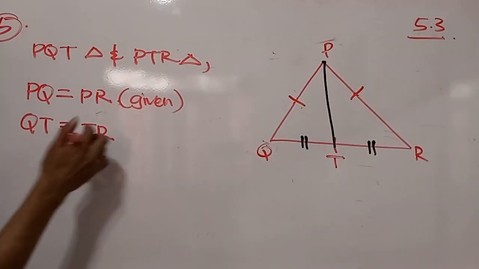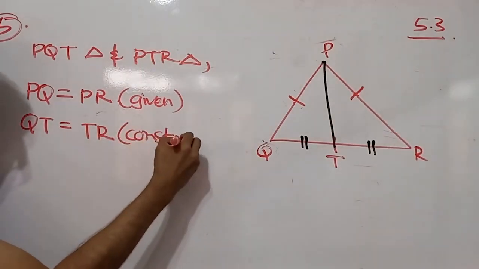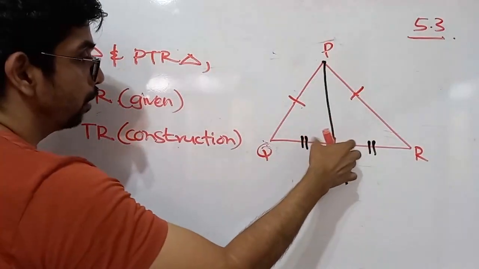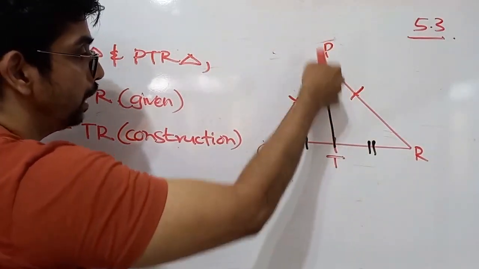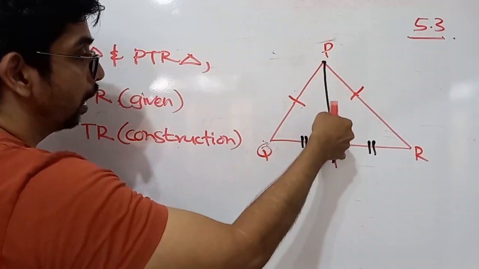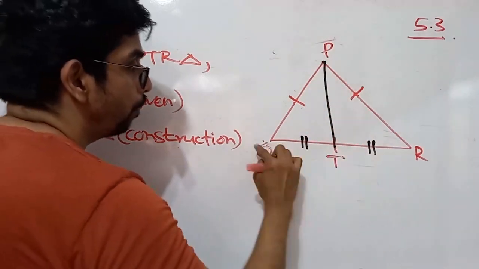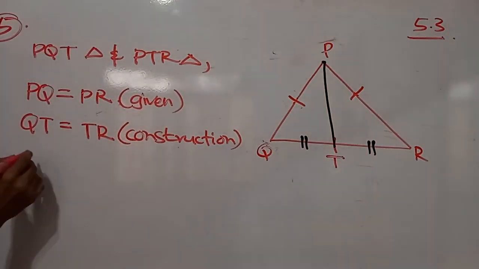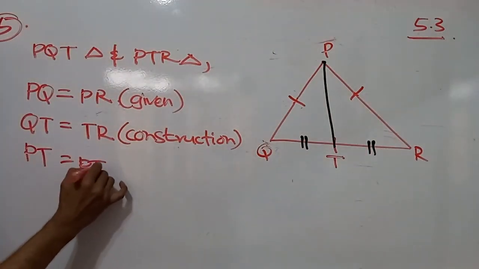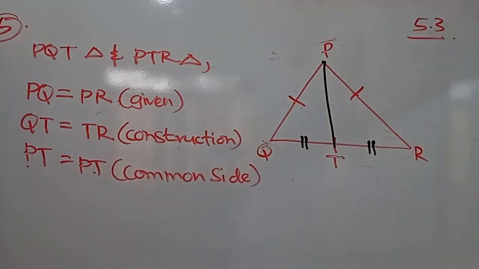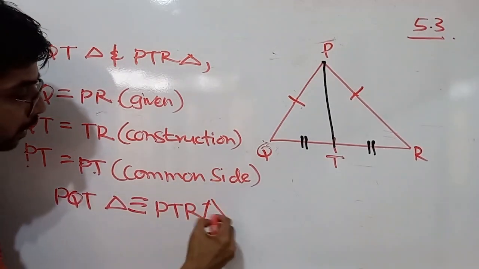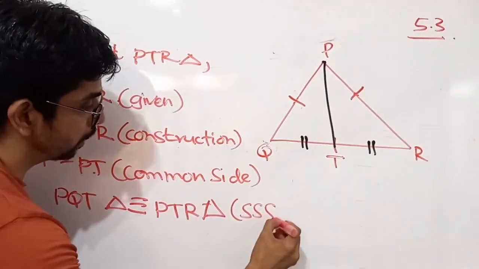Right? This is so according to the construction. Why? We are drawing this PT line, right? To the midpoint of this QR side. Right? Then what can we say? PT that is equal to PT. Common side. Right? Then what can we say? PQT triangle is congruent to PTR triangle. Okay. What's the condition? Side.